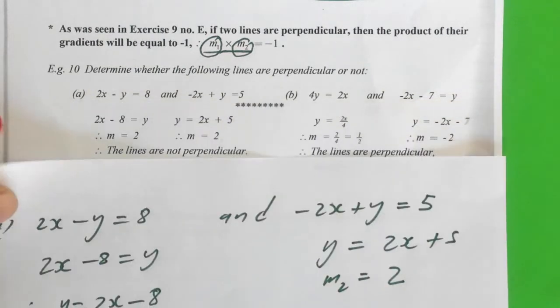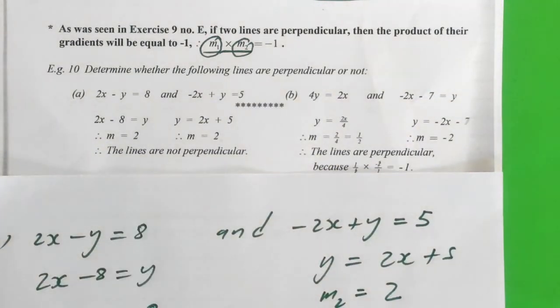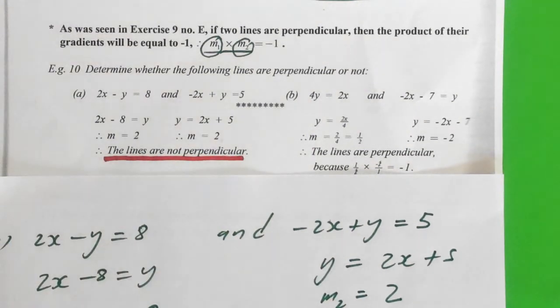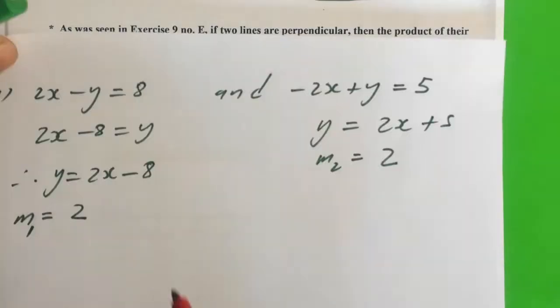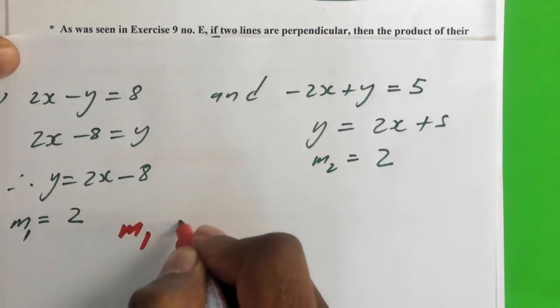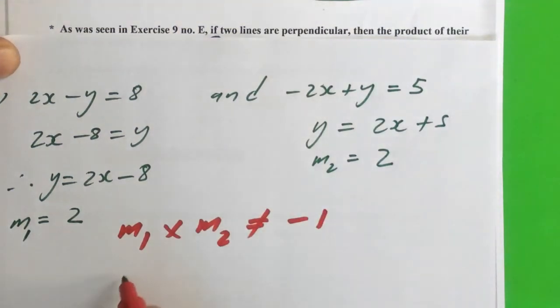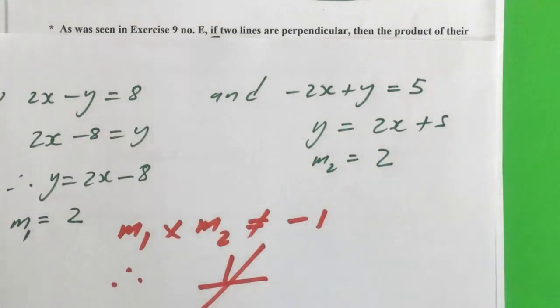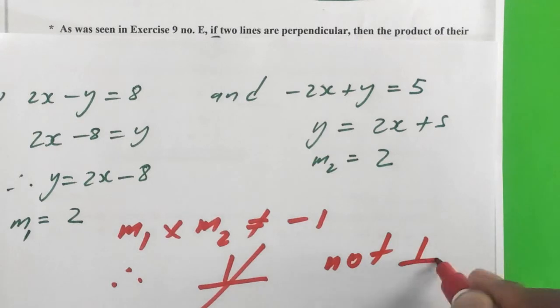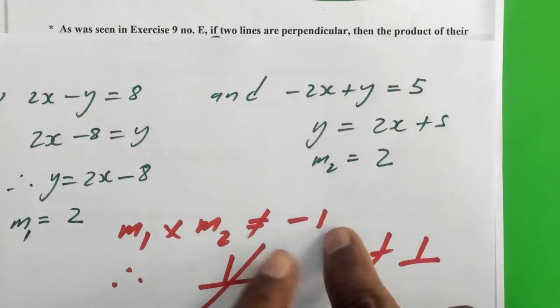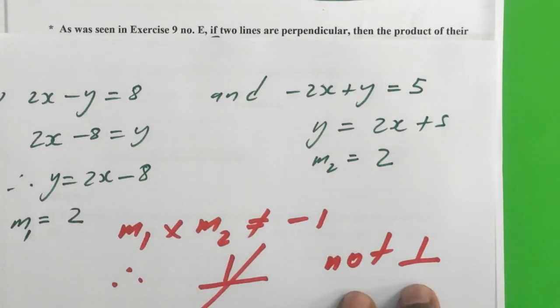So guys, you have to write your conclusion. If you look at your ABC, the lines are not perpendicular. But what I would like you to do is just say, okay, this is far better: m1 times m2 is not equal to -1. Therefore, not perpendicular. That's fine, because if I multiply the two gradients, my answer is not -1. Therefore, the two lines are not perpendicular.